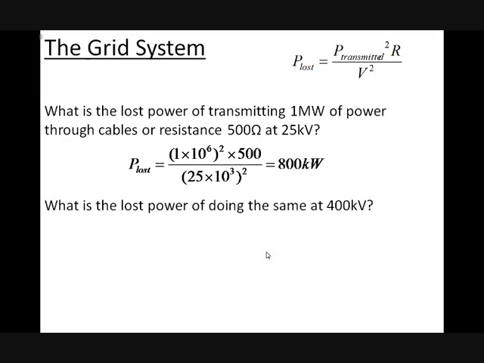What is the lost power of doing the same at 400 kilovolts? That was doing it at 25 kilovolts, which is about the voltage that a power station will produce. So we lost 800 kilowatts with this method.